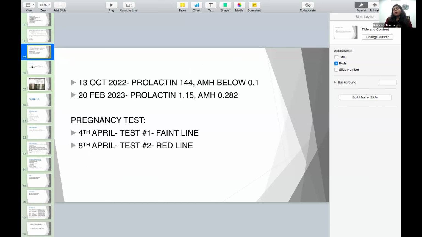On the 13th October 2023, the prolactin level was 144 and AMH was below 0.1. On the 20th February 2023, under the homeopathic treatment, the prolactin level was 1.15 and AMH was 0.282. On the pregnancy test on the 4th April, the first test showed a faint line. On the 8th April, the second test showed a red line. Next.